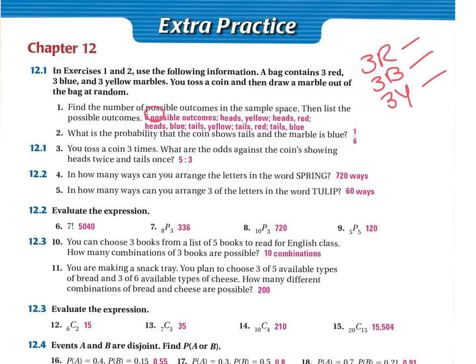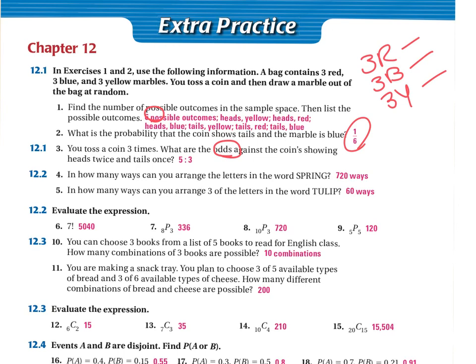What's the probability that the coin shows tails and the marble is blue? There's a red and heads, a red and tails, a blue and heads, a blue and tails, a yellow and heads, and a yellow and tails. One of those out of the 6 is a blue marble and tails. You toss a coin 3 times. What are the odds against? So now we're talking odds. Remember that probability is different from odds. Probability, you put the chance that it's going to happen over the total amount of chances. And odds, you put the chance it's going to happen over the chance it's not going to happen.